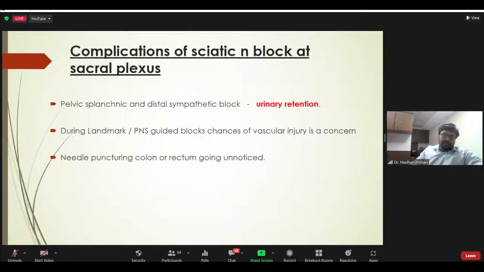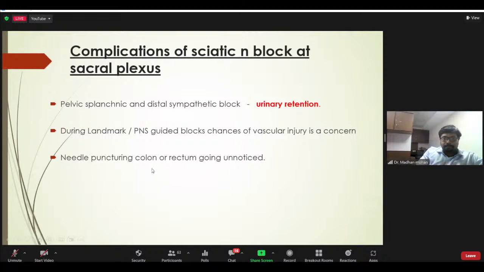Coming to the complications of sciatic nerve block at the sacral plexus. So with any block, there will be pros and cons. The con for this block is that it leads to blockade of the pelvic splanchnic nerves, and there may be chances of urinary retention. Though it is a unilateral block, the drug itself may cause blockade of the nerves, causing urinary retention, though not in all patients. Some patients who already have issues like prostate hypertrophy may have complications leading to retention of urine, and you may need to catheterize to drain out the urine.